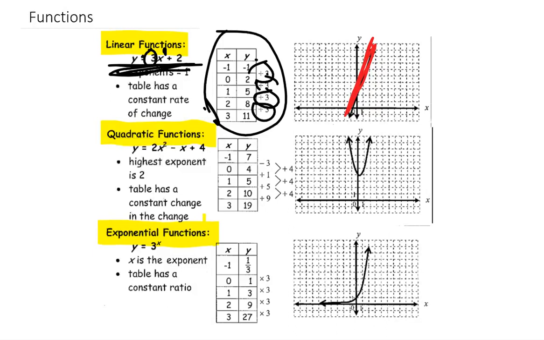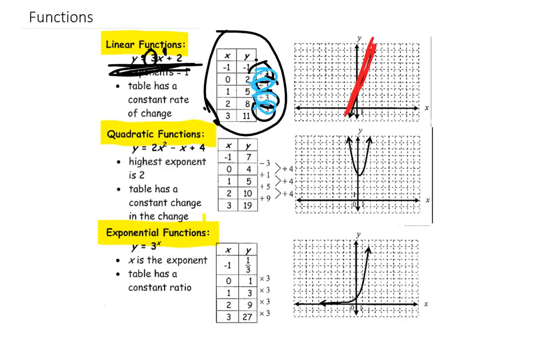The function itself is going to be in the form y equals mx plus b, where our x, the highest value in the exponent, is going to be a 1. And our table is going to have a constant increase of some certain value.